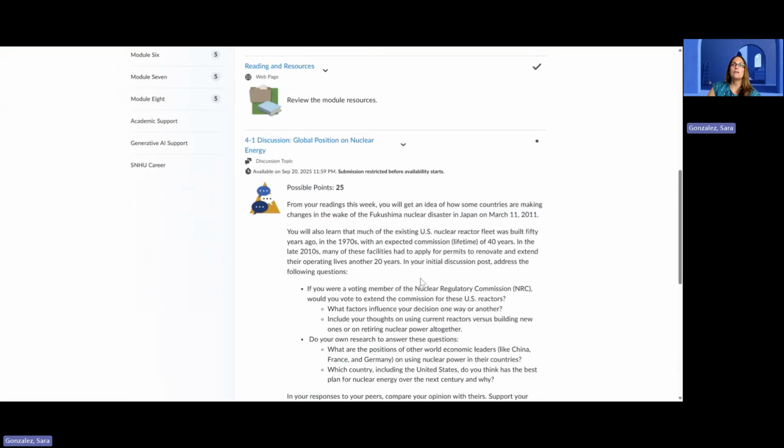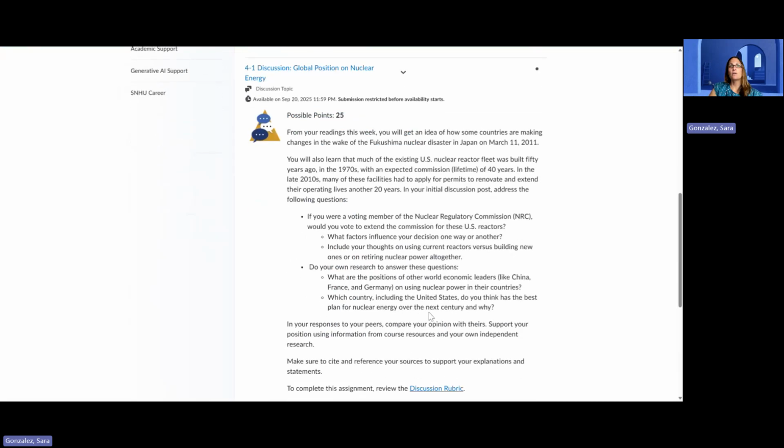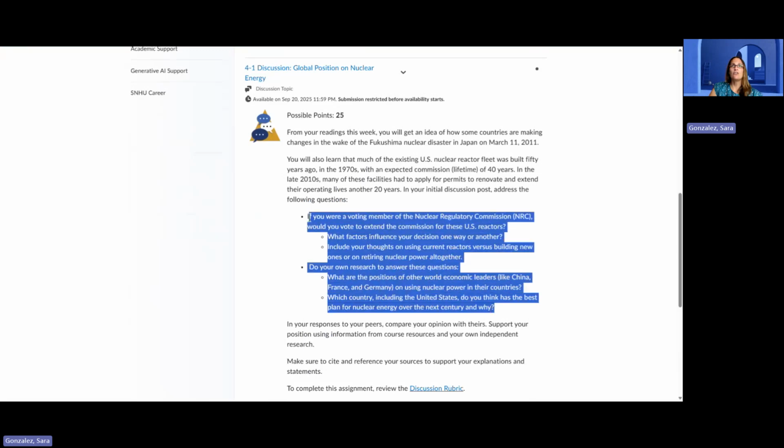For your discussion this week, we're going to talk about nuclear power. So if you were a voting member of the NRC, which is the Nuclear Regulatory Commission, would you vote to extend the commission for these reactors? So this is what you're going to focus on right here. I'm highlighting the discussion prompts. So what factors is going to influence your decision one way or the other, and include some of the current use of the reactors versus building new ones or retiring nuclear power plants.